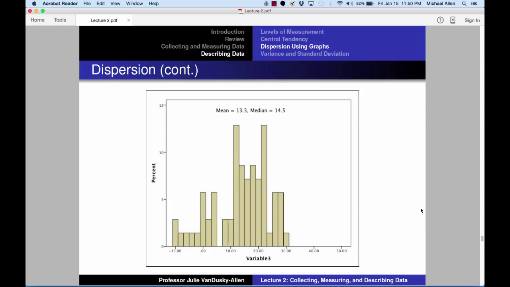Here is an example of a variable with a negative skew. As you can see here, most observations are clustered here, but there are a few observations here that are pulling the mean in a negative direction. As a result, the mean of 13.3 is less than the median of 14.5.